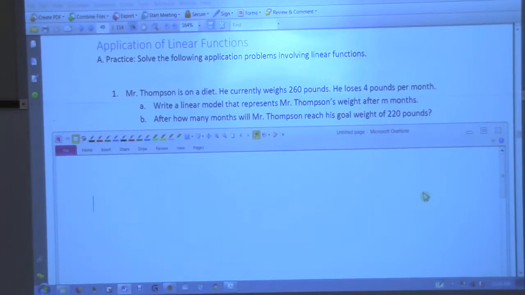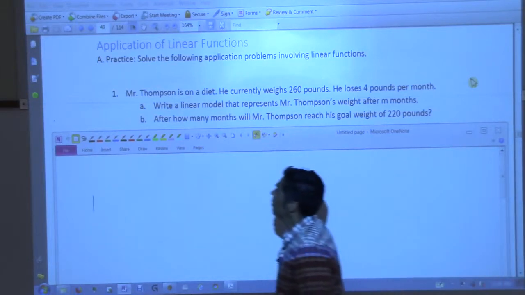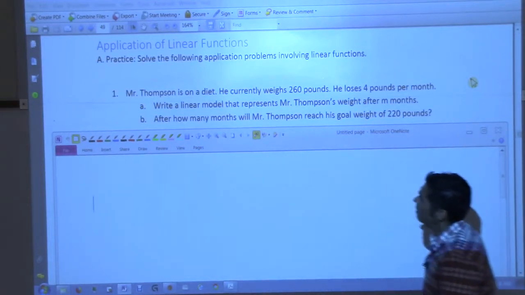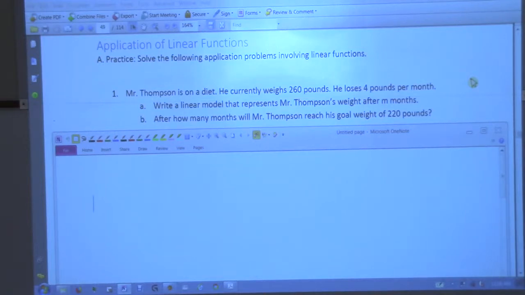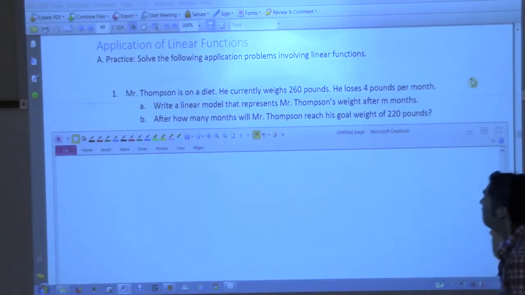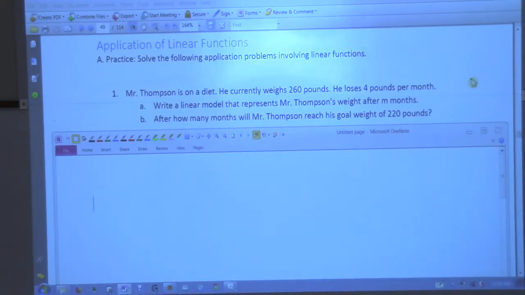We're going to do some word problems. A lot of today is going to be word problems. It says, solve the following application problems involving linear functions. Mr. Thompson is on a diet. He currently weighs 260 pounds. He loses 4 pounds per month. We did a problem kind of like this already. Write a linear model that represents Mr. Thompson's weight after m months. After how many months will Mr. Thompson reach his goal of 220 pounds?